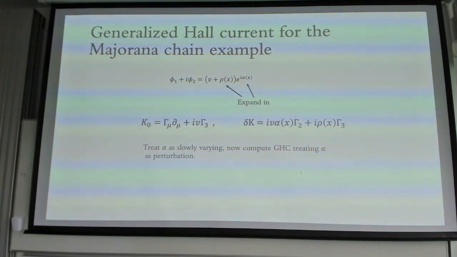It's just this cross-domain wall. What I'm writing is the spatial variation of the corresponding vortex profile and the angular dependence as well. And so you can expand k in some k0 plus delta k. So this is what you get when you expand in rho and alpha. And I will treat alpha as slowly varying because I'm going to be very far away from the core of this vortex or the defect.